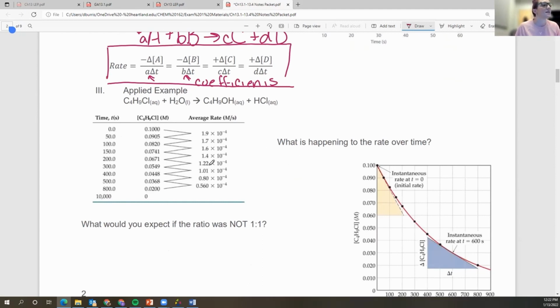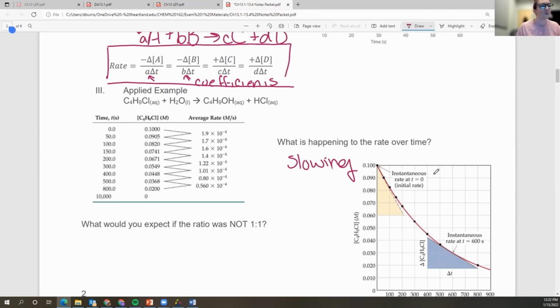So if you notice in this specific reaction, the rate is decreasing over time. It's going slower and slower and slower, which would make sense, right? Because I'm using up my reactant. So as I have less and less of it, my rate is going to slow down. So what is happening to the rate over time? It is slowing. As those reactants get used up, then it's going to slow down over time.